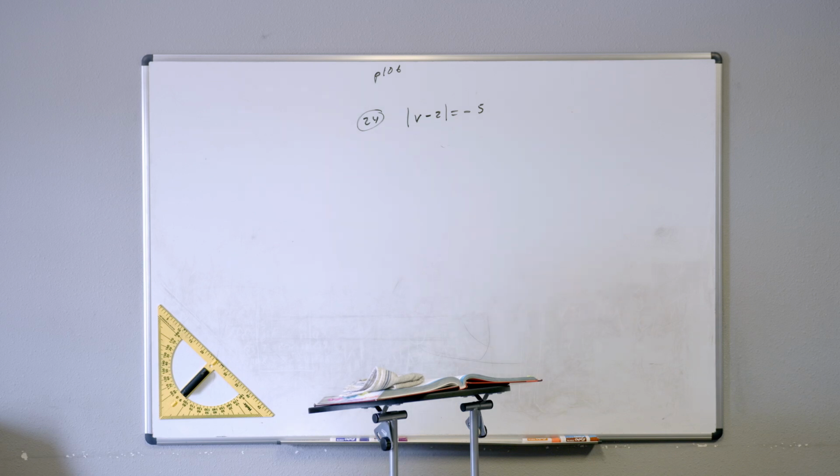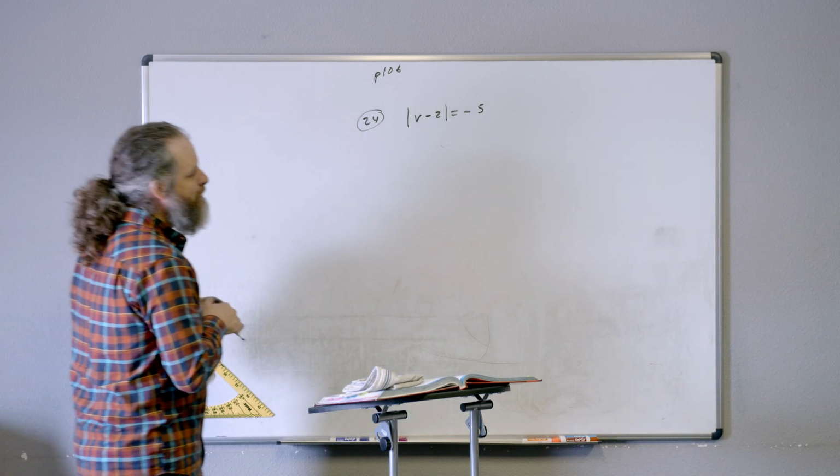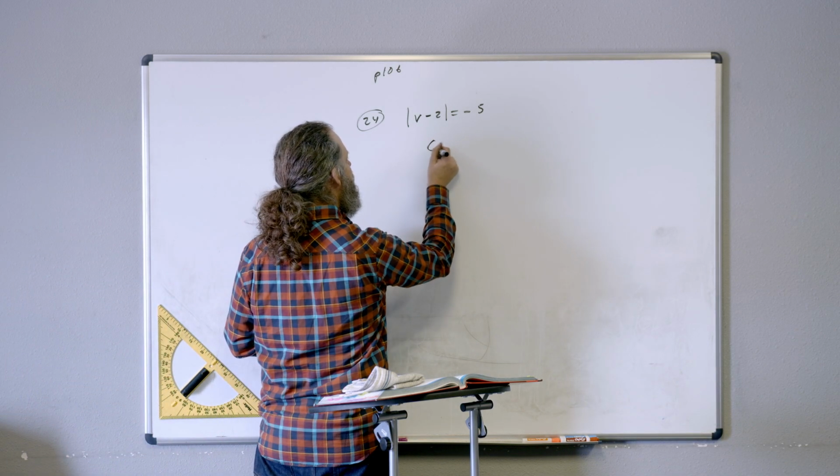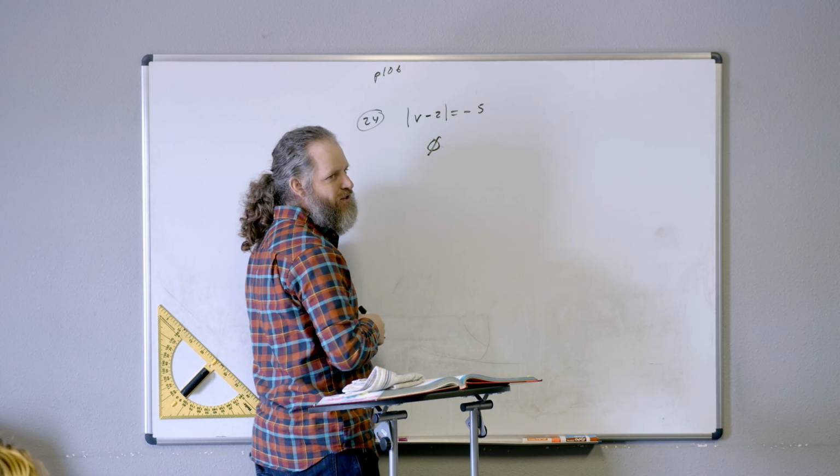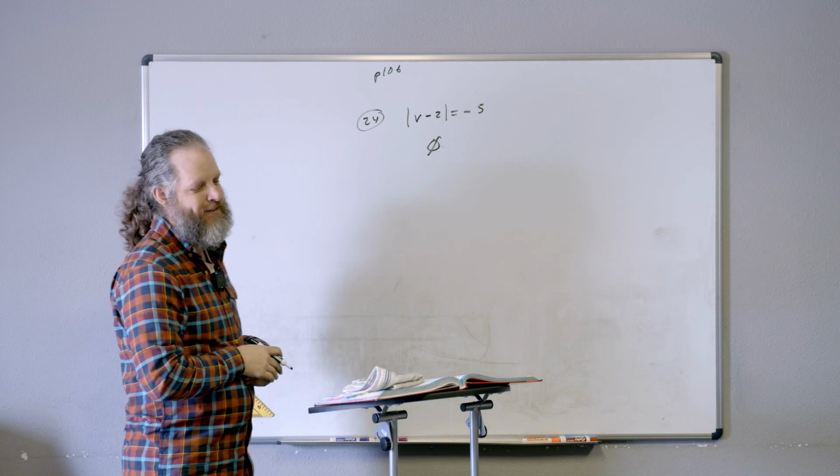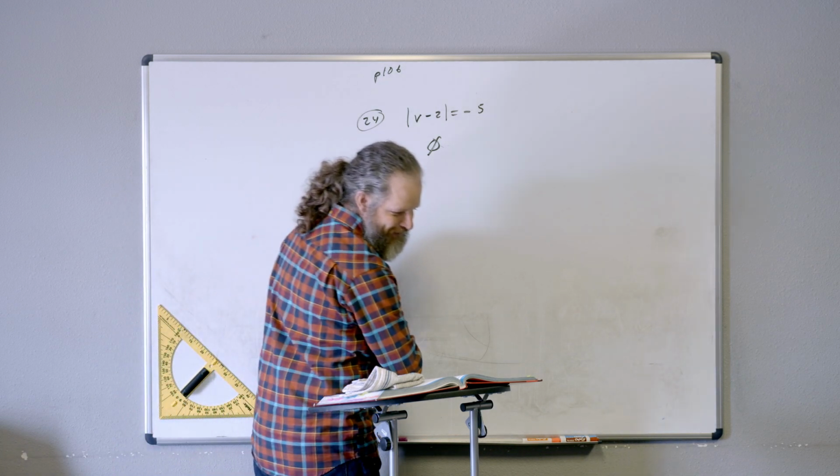Well, it doesn't have an answer, right? Because it's an absolute value, the answer can't be negative. That's right. Absolute value cannot end up being negative. The answer is a null set. There is no real solution to this problem. Great. Let's do another one.